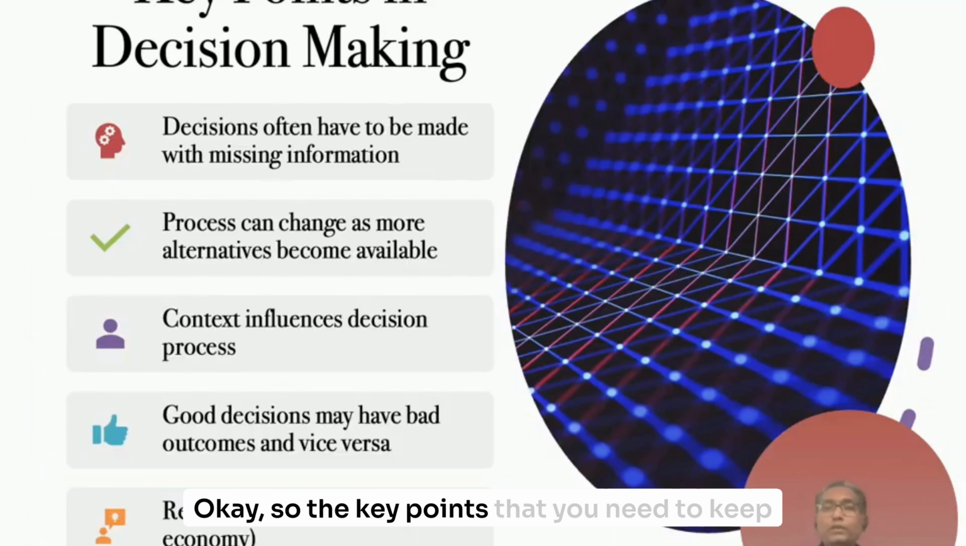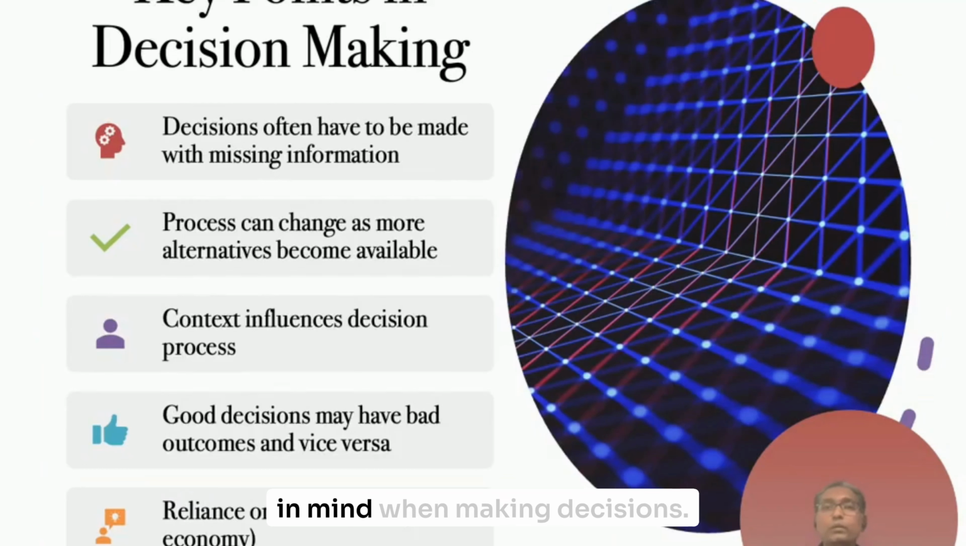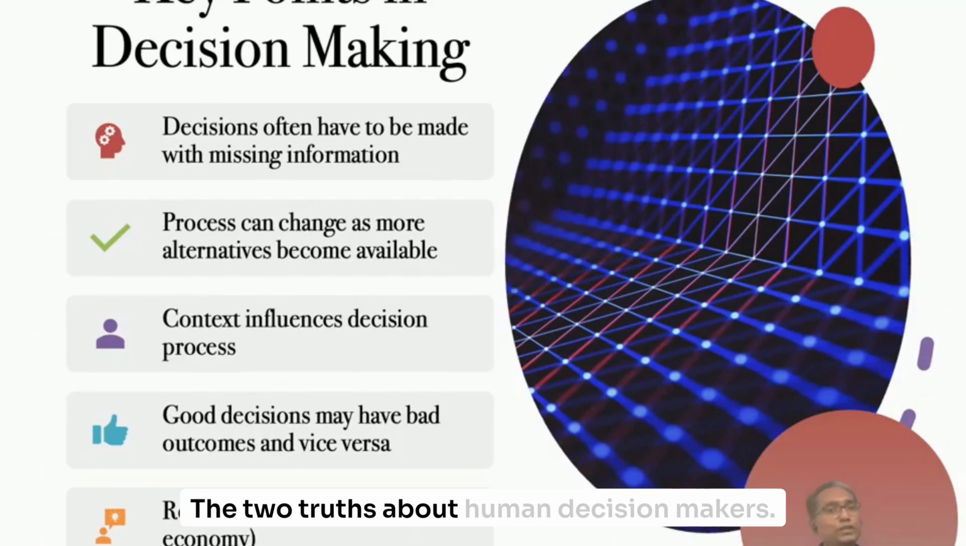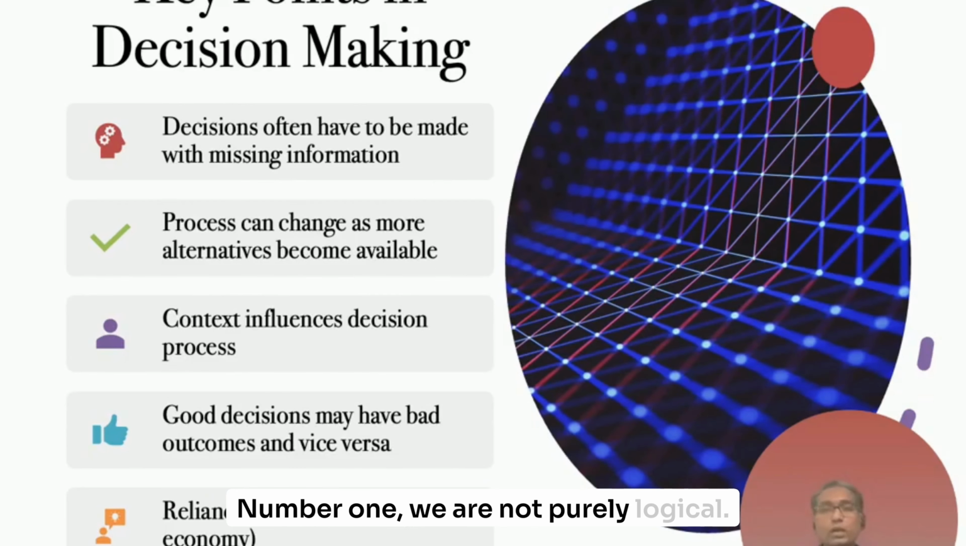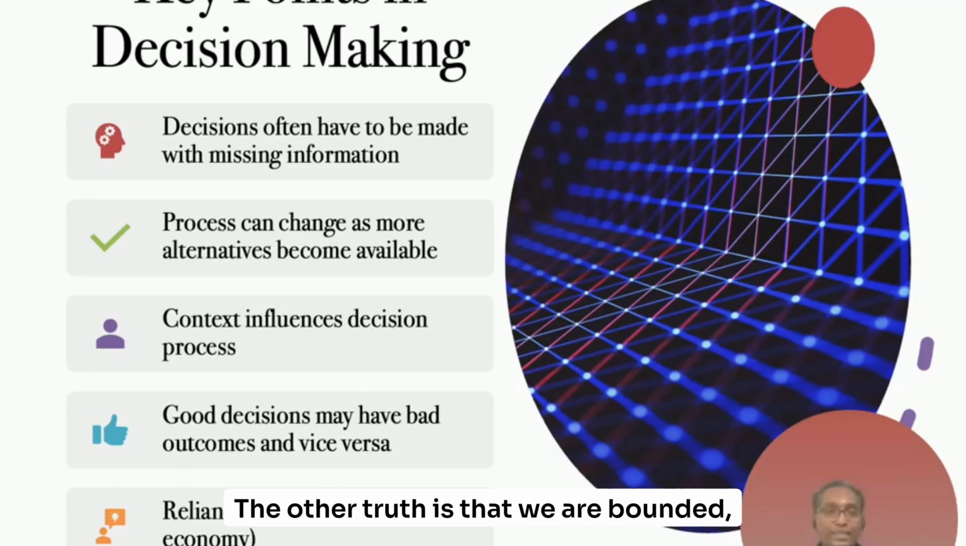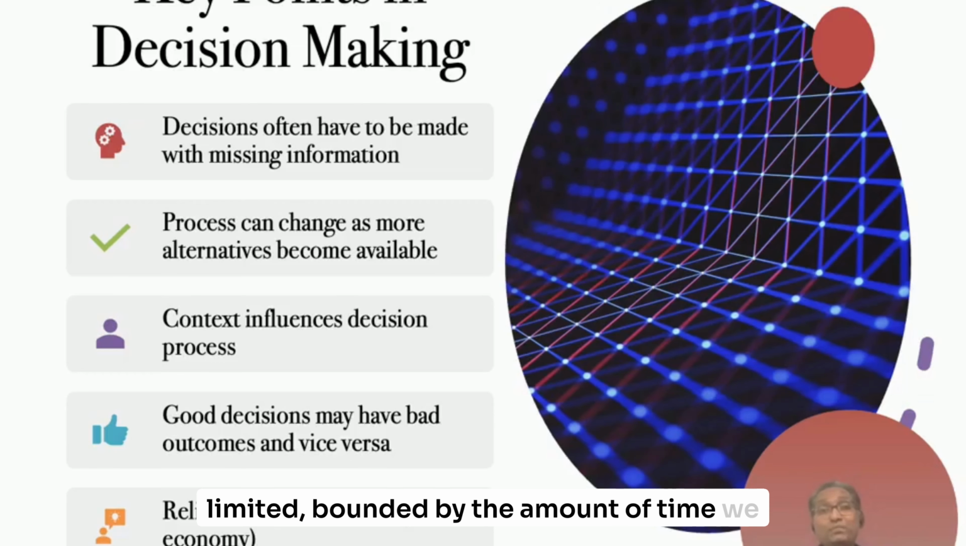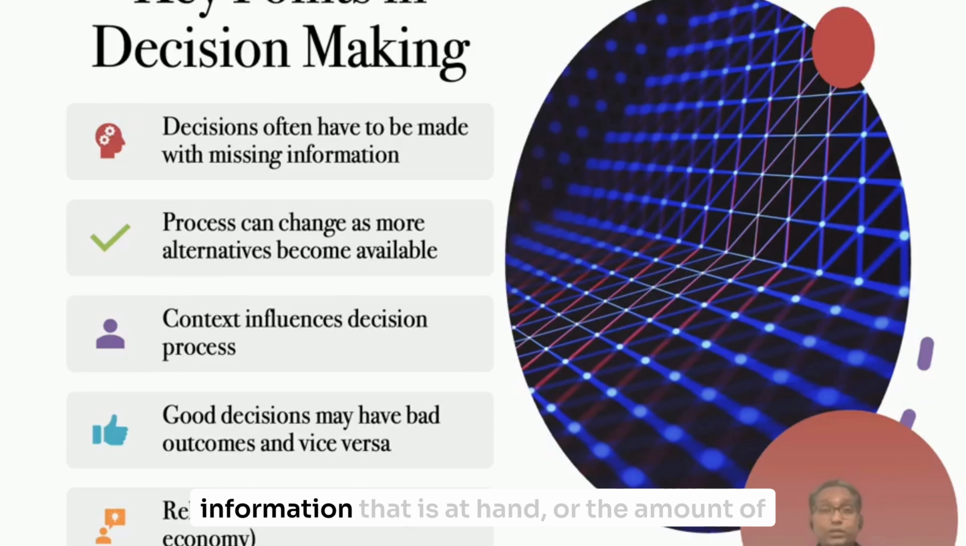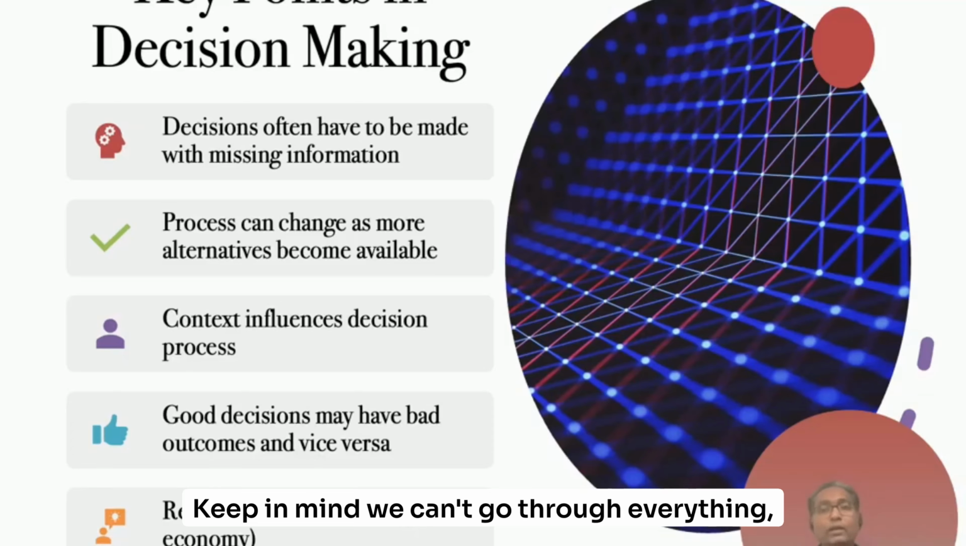Okay, so the key points that you need to keep in mind when making decisions: 2 truths about human decision makers. Number 1, we are not purely logical. We wish we were, but we are not. We are emotional creatures. Emotions shape our judgments. Emotions can be excitement or anxiety provoking. Whatever these are, emotions do shape our judgments. Be aware of that. The other truth is that we are bounded by the amount of time we have to make a decision, the amount of information that is at hand, or the amount of mental energy that is required. Keep in mind, we can't go through every possibility.